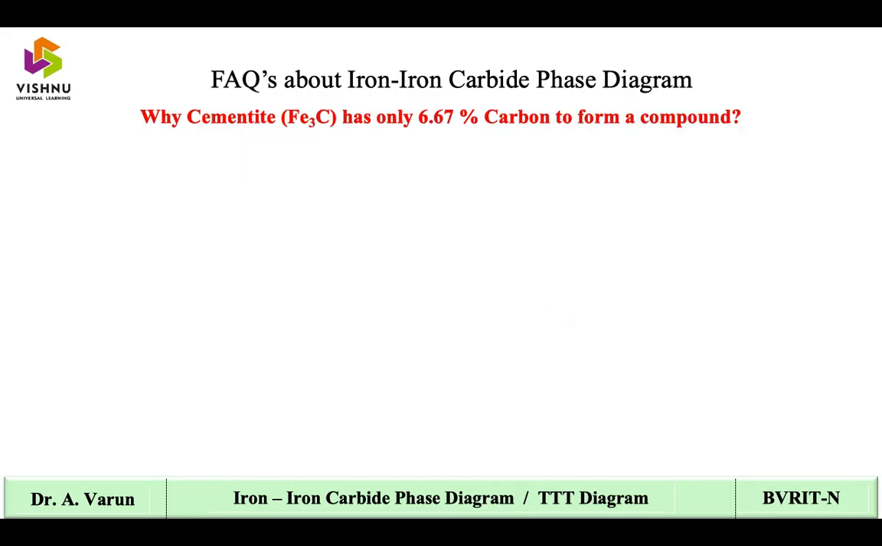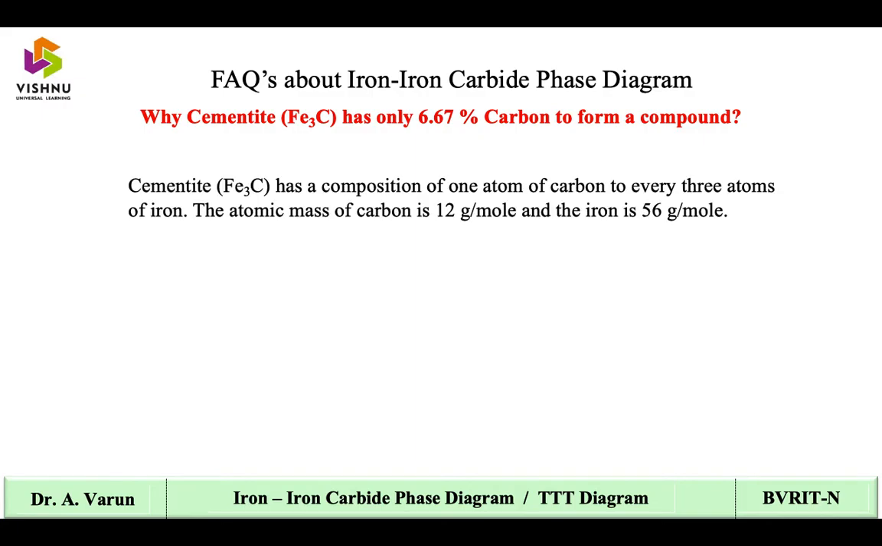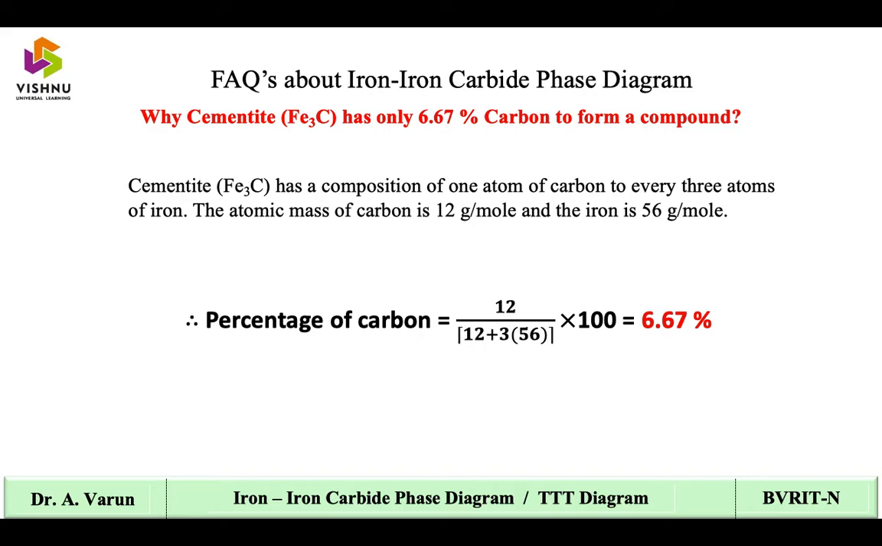Then why does the cementite Fe3C have only 6.67 percent of carbon to form a compound? Cementite has a composition of one atom of carbon for every three atoms of iron. Now the atomic mass of carbon is 12 grams per mole and iron is 56 grams per mole. So the percentage of carbon is 12 by 12 plus 3 times 56, multiplied by 100, which gives you 6.67 percent. That's the reason why at 6.67 percent carbon it forms a compound, and it is an interstitial type of compound.